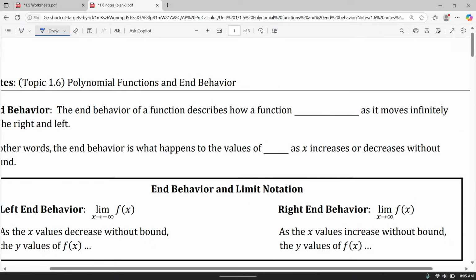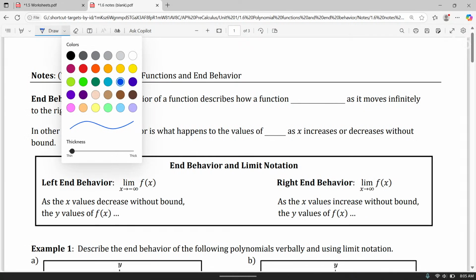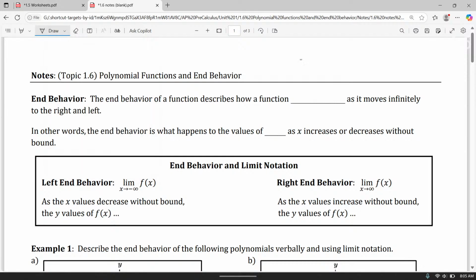Okay, hold on. Let me hit this button. There we go. All right, let's change to gray. The end behavior of a function describes how a function behaves, acts, goes as it moves infinitely left or right. Okay? So is it going uphill? Is it going down? Pretty much.